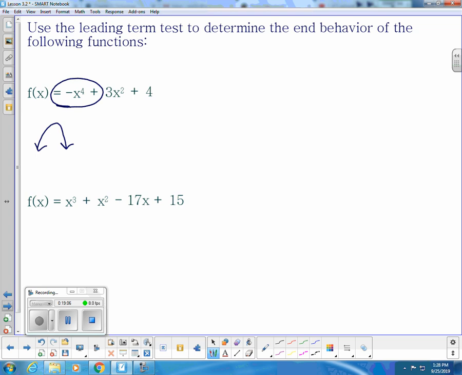So what is the end behavior on the left? Where's it going? Negative infinity. On the right, it's also going to negative infinity. You need to be able to write it. So it's the limit of the function as x approaches negative infinity, is on the left. And the limit of the function as x approaches positive infinity on the right, it's still going down.